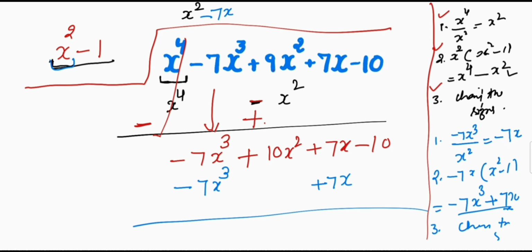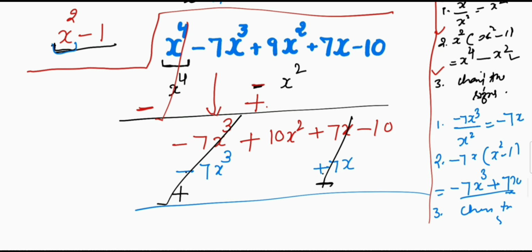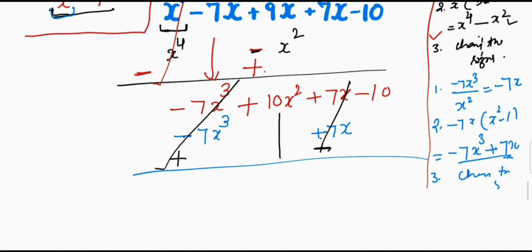So we'll change the sign. Here we have negative sign, it will become plus. Here plus sign, so it will become negative. So from here this will get cancelled and this also will get cancelled. Now I'll take this down, 10x square and this negative 10. So same steps we have to repeat again.